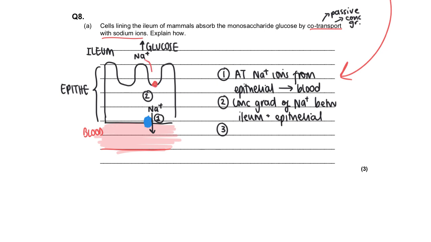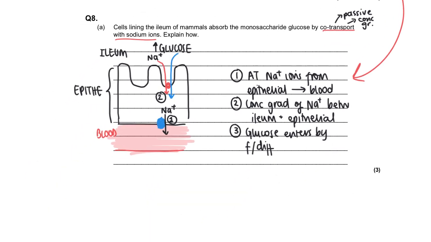So the sodium is going to work its way down its concentration gradient. The glucose is just happy to be there and just comes through at the same time. And we need to finish this off for the third mark by saying glucose enters by facilitated diffusion. We can tell it's facilitated because we've got that carrier protein, that co-transport. We know it's diffusion because we've got that sodium concentration gradient that we've said in mark 2. And that facilitated diffusion happens with the sodium ions.